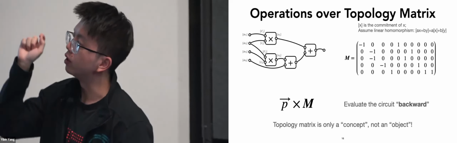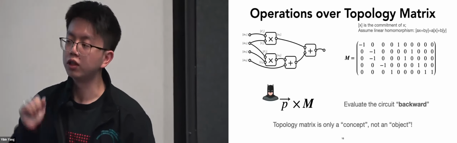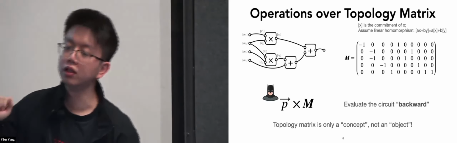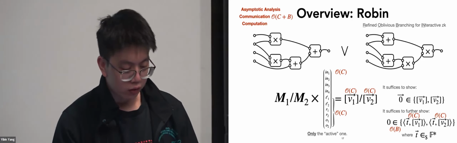Why do I mention this? It seems it is not useful in what I just presented in these Robin protocols, but you're going to see this is very crucial in our Batchman protocols. Just remember that for an arbitrary vector P, I can compute P times M in order C. So let's finish this Robin analysis: because you only need order C per vector, the total computation is just order B times C.